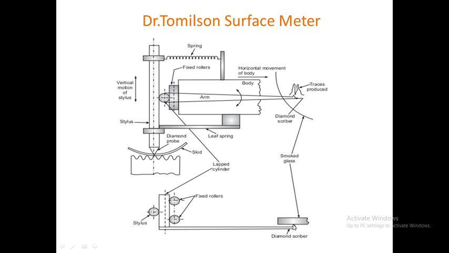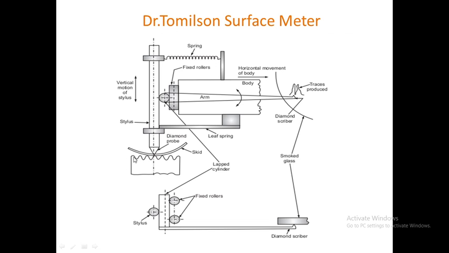This pointed part is nothing but the diamond scriber, and the last part that is here is nothing but the smoke glass. On the smoke glass the roughness pattern of the surface will be produced by using the diamond scriber of the arm. Now we will see how the working takes place.